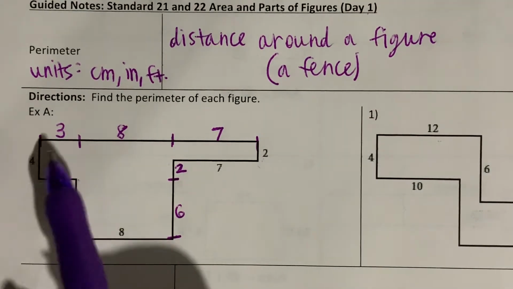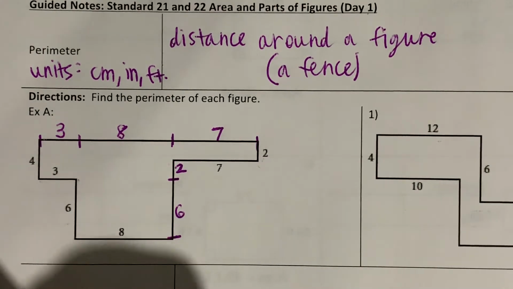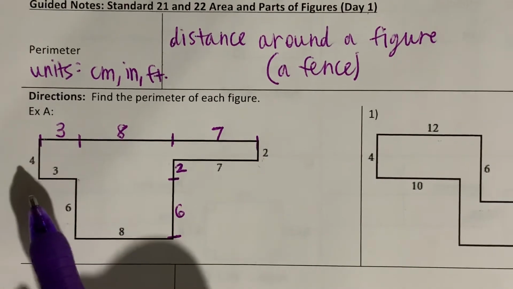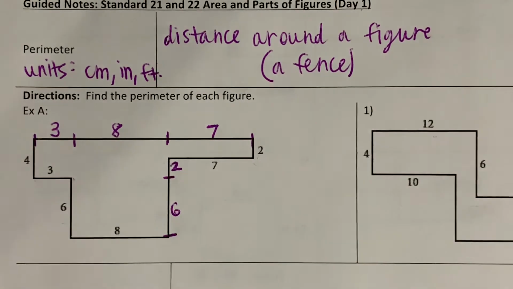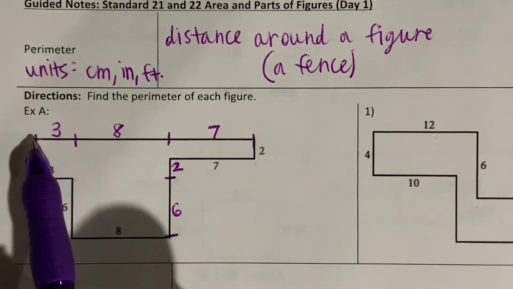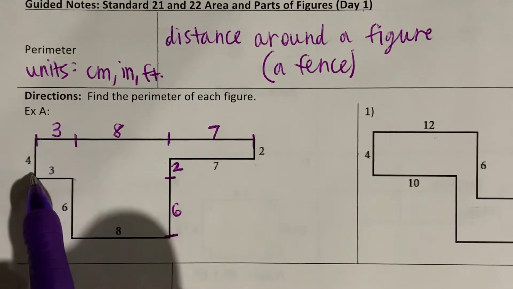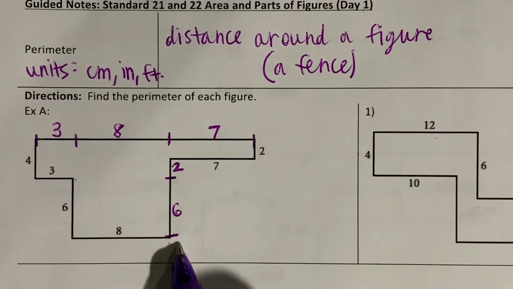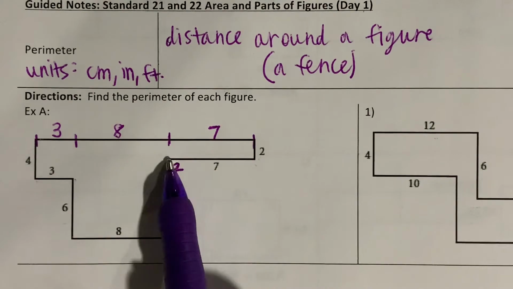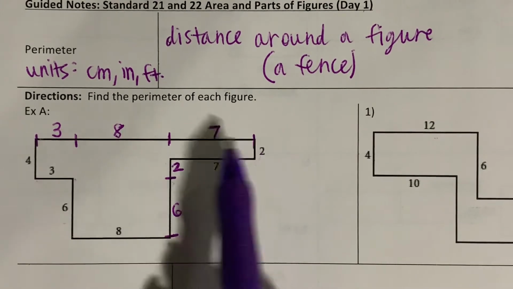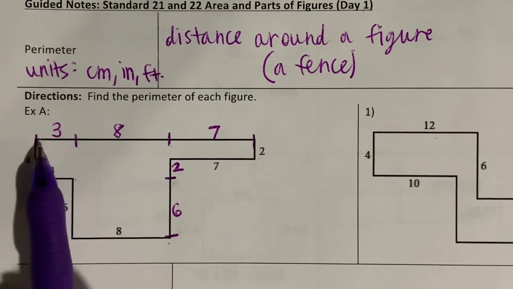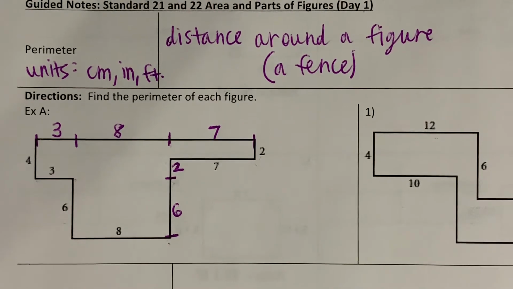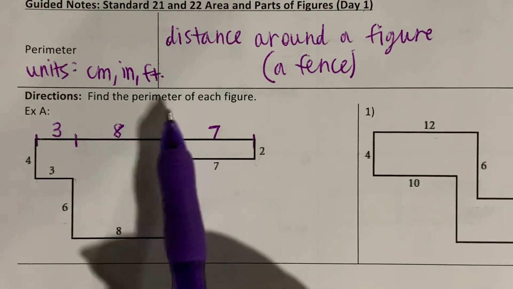Now that I have all of the distances labeled around my figure, I can start adding them up. Just be careful, pay close attention to where you start. I'll start in this left corner. So I'll do 4 plus 3 plus 6 plus 8 plus 6 plus 2 plus 7 plus 2 plus 7 plus 8 plus 3. And you could just punch all of that into your calculator. And that would tell us our total perimeter.